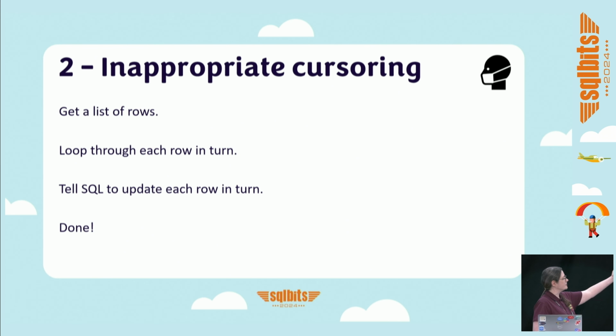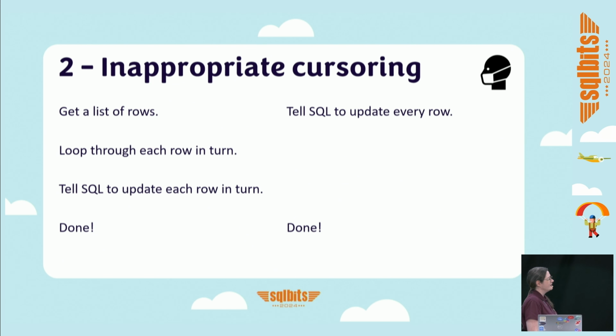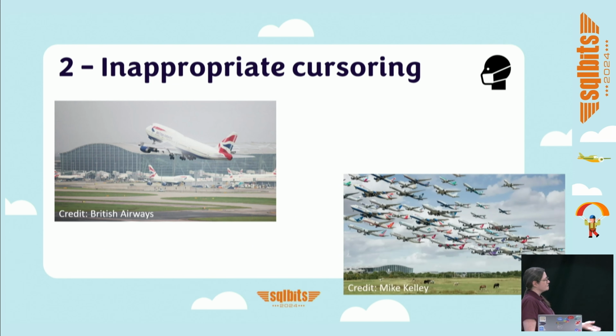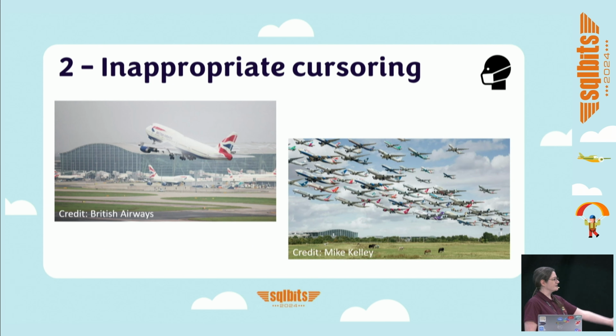I mean, here you're getting a list of rows, looping through each row in turn, updating each row, and then done. That's your while loop. On the other hand, you could just tell SQL to update every row, and then it's done. After all, why would you have just one plane when you could have all of them take off at once? Sounds like much more fun to me.